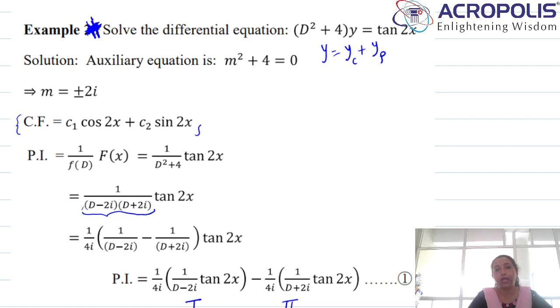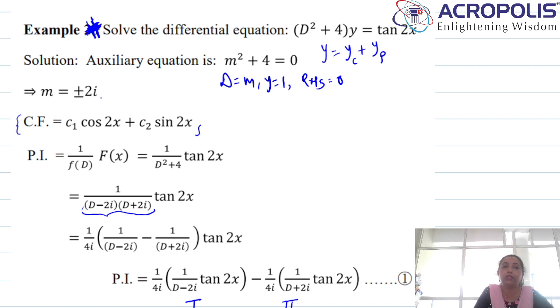As I have already mentioned in my previous lectures, we have to make an auxiliary equation. So we will put D is equal to m, y is equal to 1 and right hand side is equal to 0 in the given equation, we will get here m square plus 4 equal to 0. This is our auxiliary equation. After solving this equation, we will get m is equal to plus minus 2i.